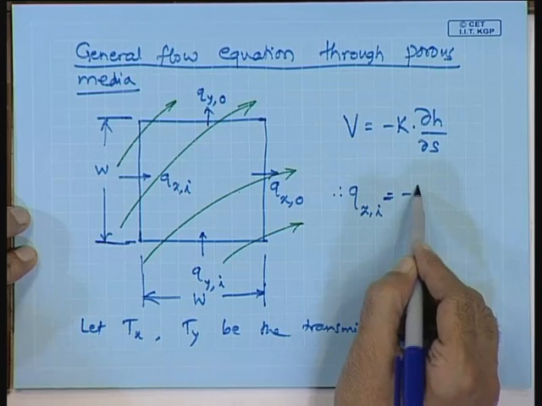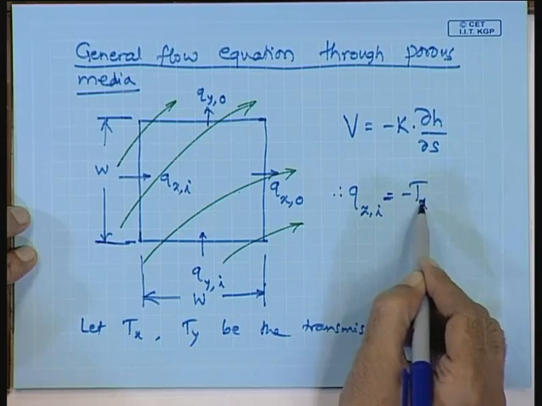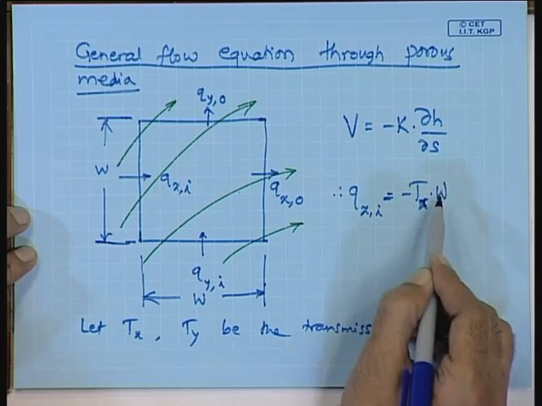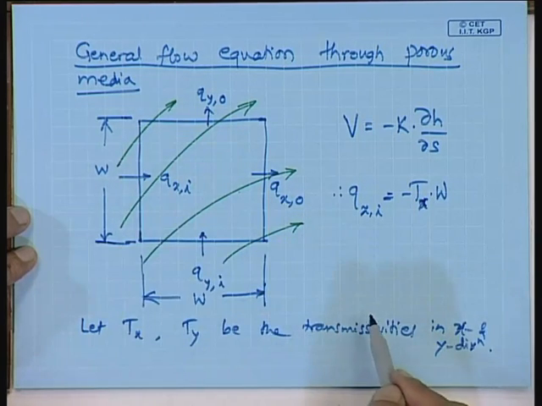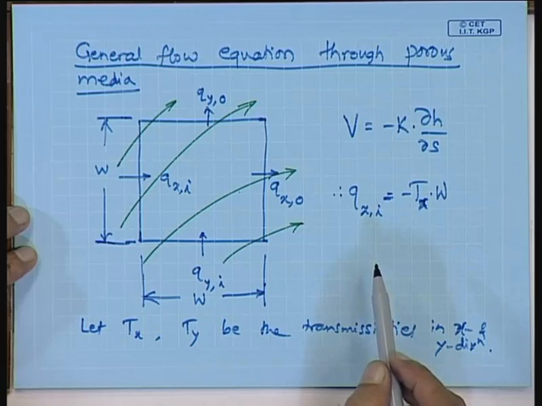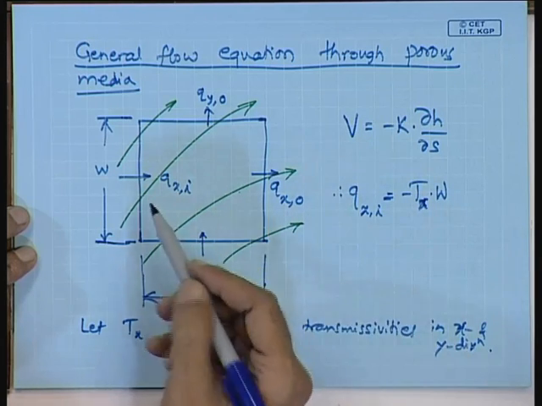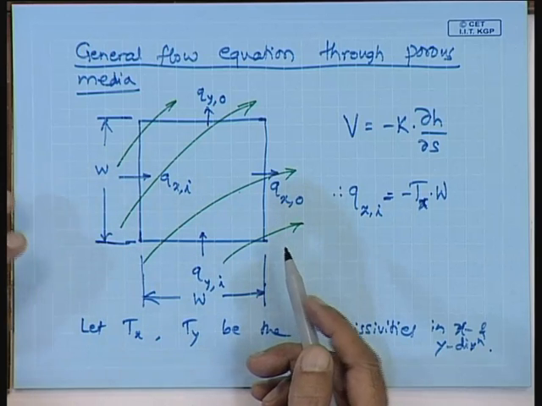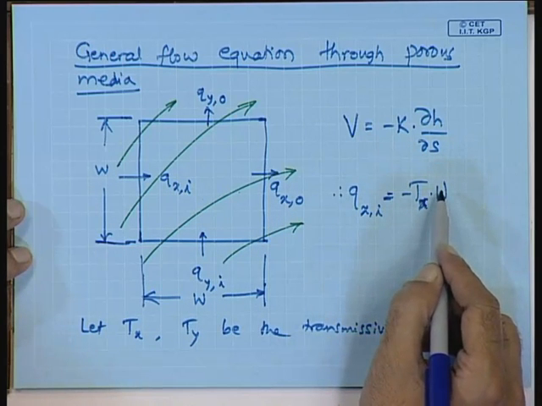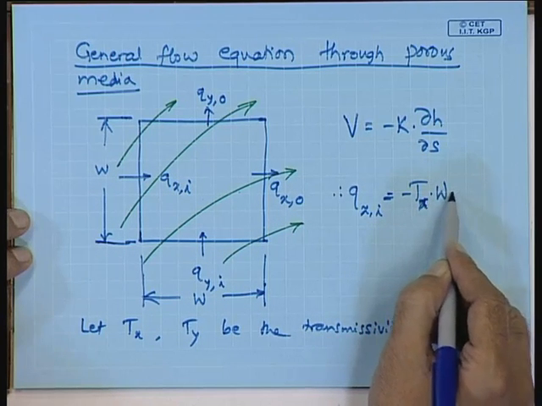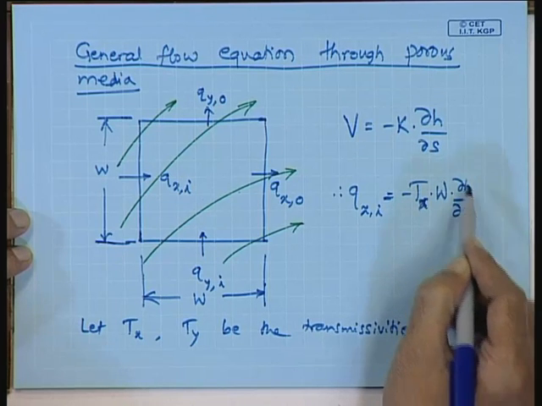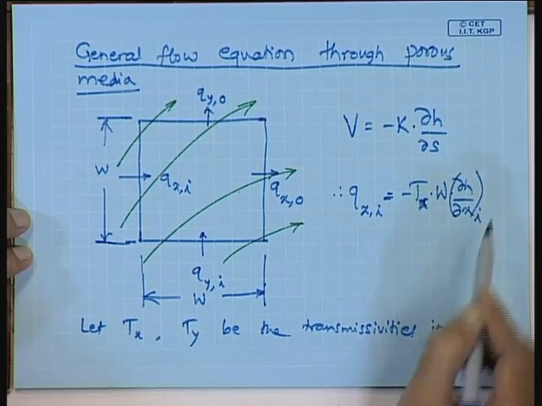minus Tx, which is the transmissivity or transmissibility in the x direction, into the width of the flow domain, that is W, and we are considering unit thickness. So the area will be W into 1, into dH by dx in the I direction.